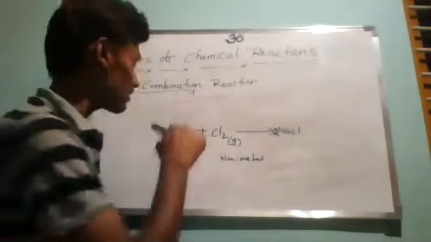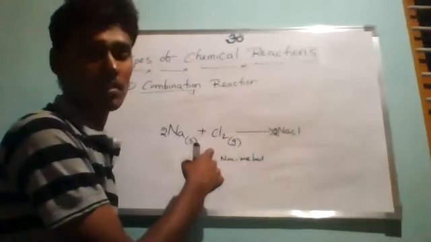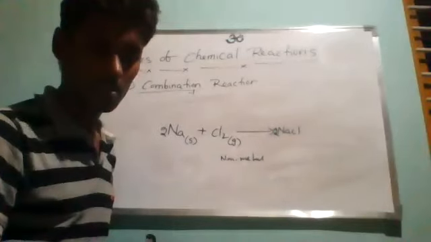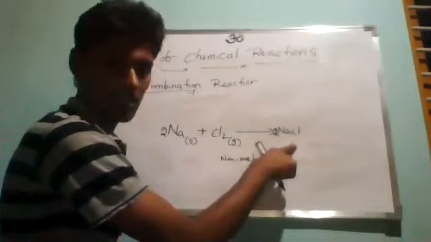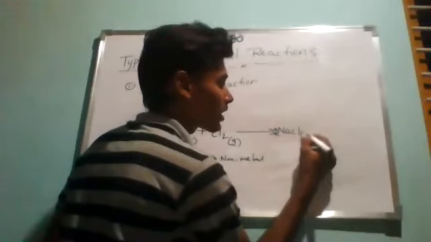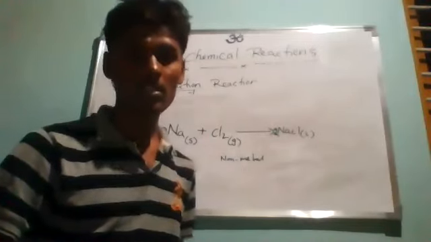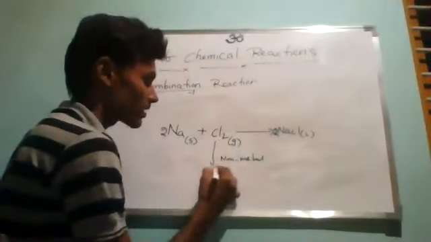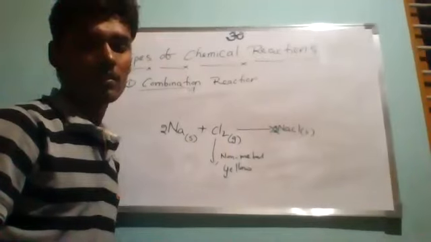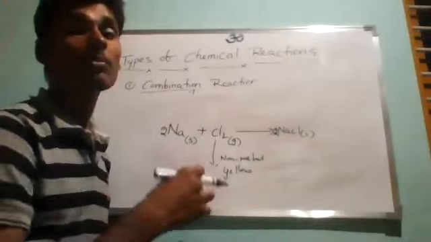Understood? Most metals are in solid state and most non-metals are in gaseous state, with a few exceptions that we already studied in class 8. They will form a compound, a single substance called sodium chloride. Sodium chloride is present in solid state. And one more thing to remember: chlorine is yellow in color. So this is also an example of a combination reaction of type element plus element.